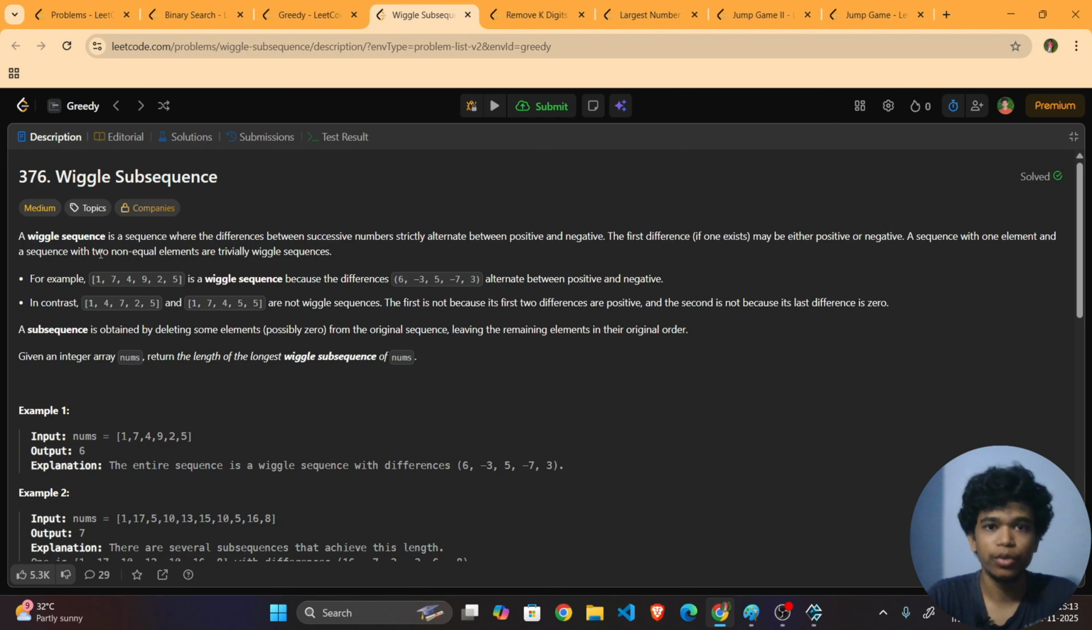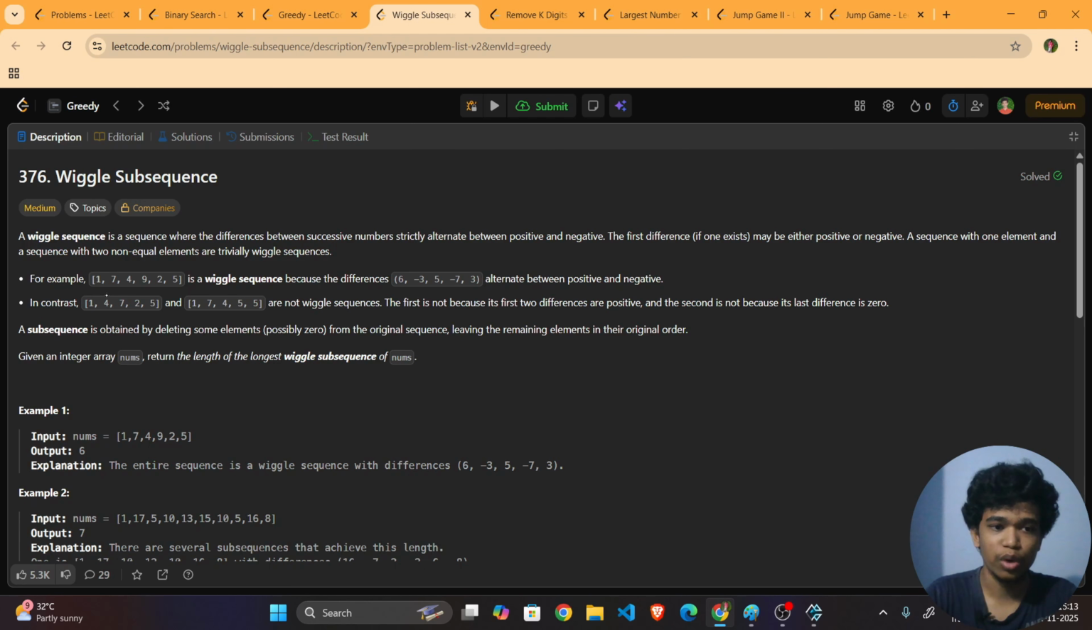In this video, we are going to see LeetCode question number 376, Wiggle Subsequence. A wiggle sequence is a sequence where the differences between successive numbers strictly alternate between positive and negative. The first difference may be either positive or negative. A sequence with one element or a sequence with two non-equal elements is trivially a wiggle sequence.